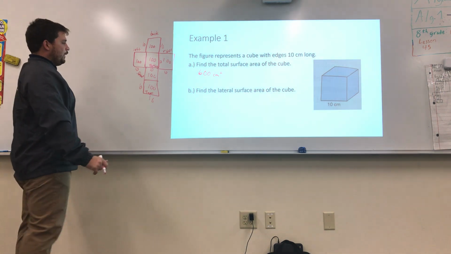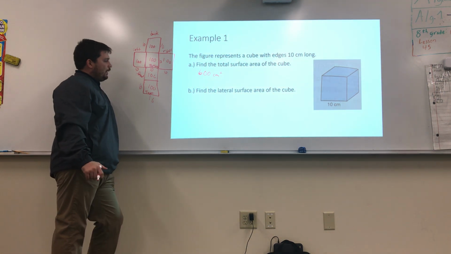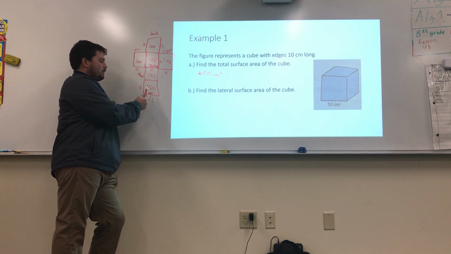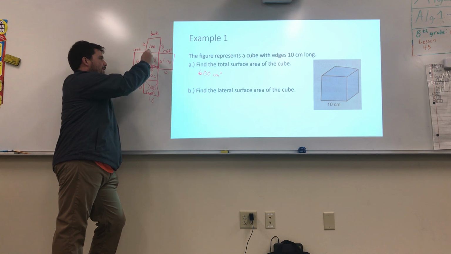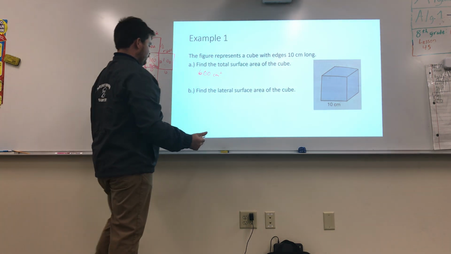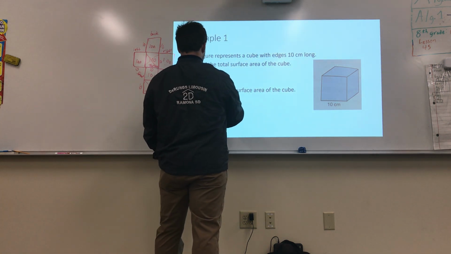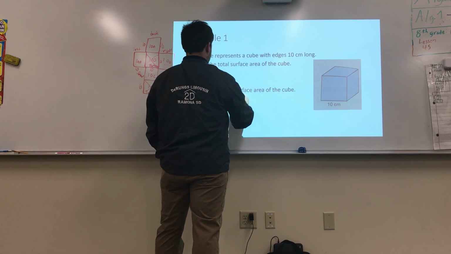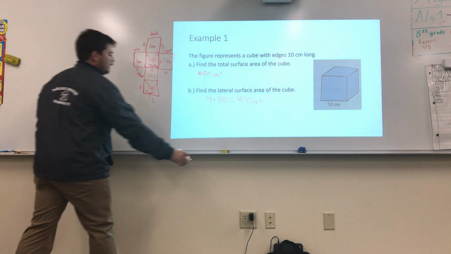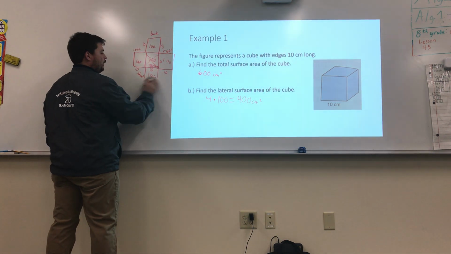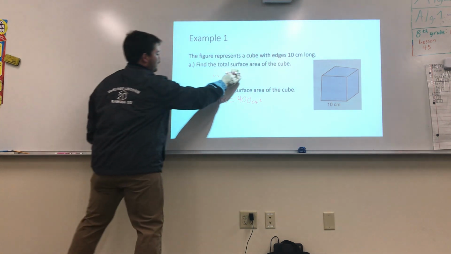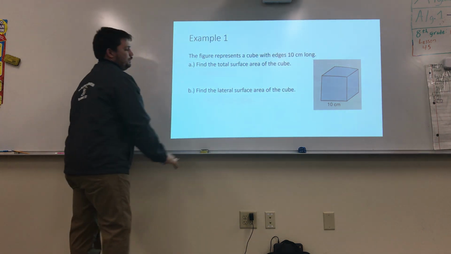Now, the nice thing about doing it the net way is that lateral surface area is going to exclude our top and our bottom. So we're left with 4 squares. 4 times 100 equals 400 centimeters squared. There we go, and those are your answers for these two. Like I said, that's using the net to help you understand everything.